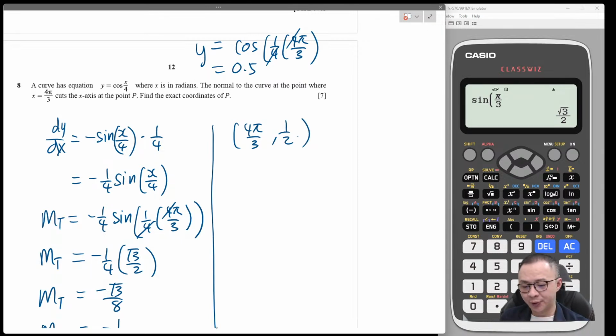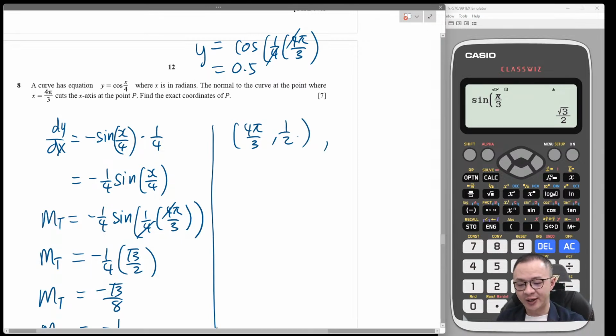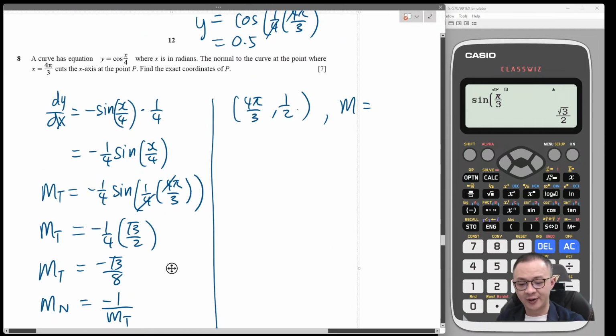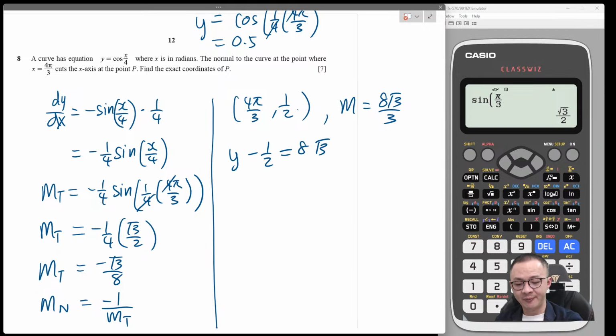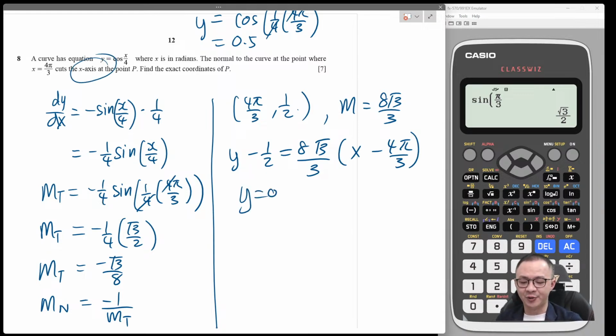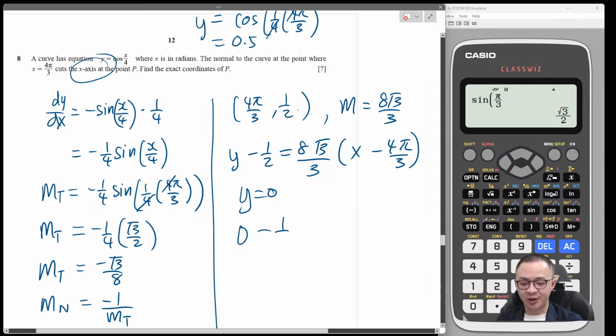Okay, so this is a coordinate, and I have a gradient. What is that? 8 root 3 over 3, right? 8 root 3 over 3. Then I will form the equation: y minus y1 equals to m times x minus x1. Since it will cut the x-axis, that means when y equals to 0, so I sub the 0 into y and solve the rest of the thing.